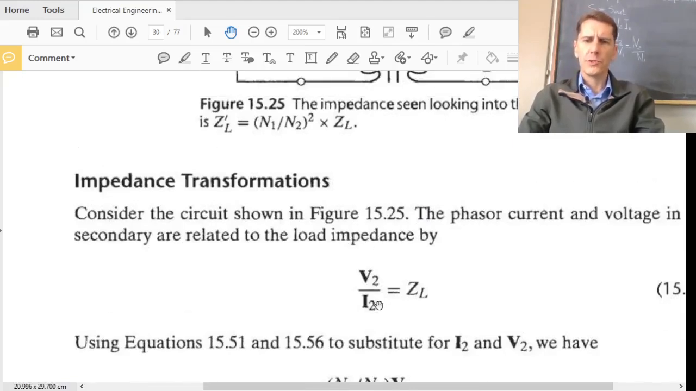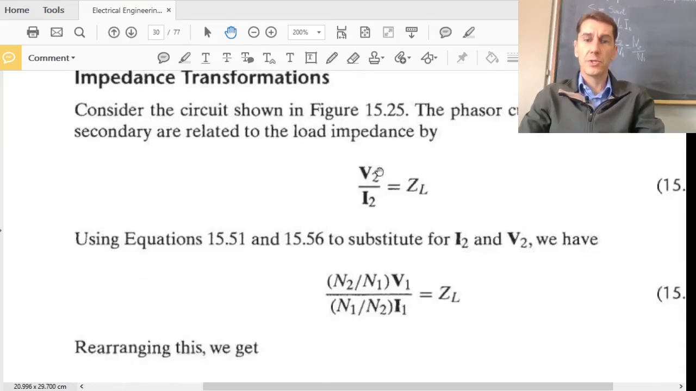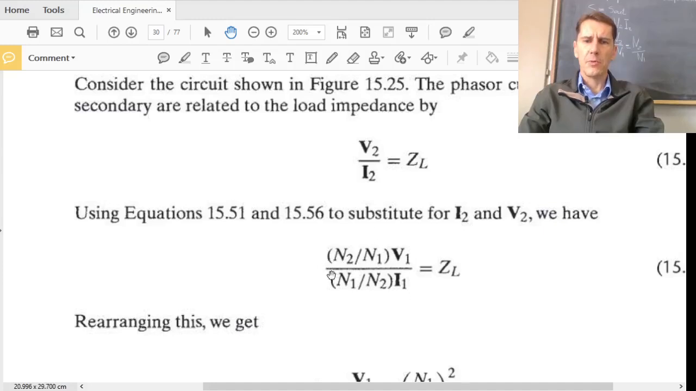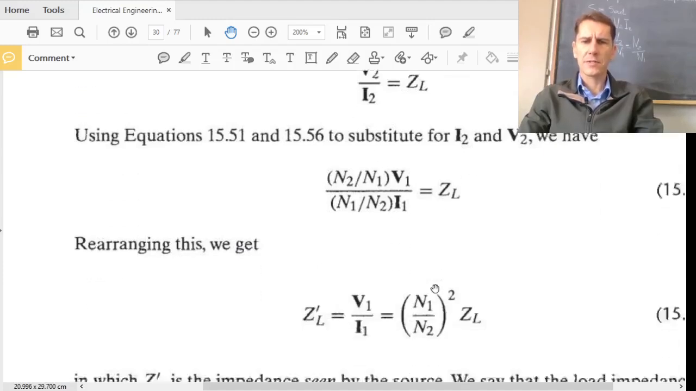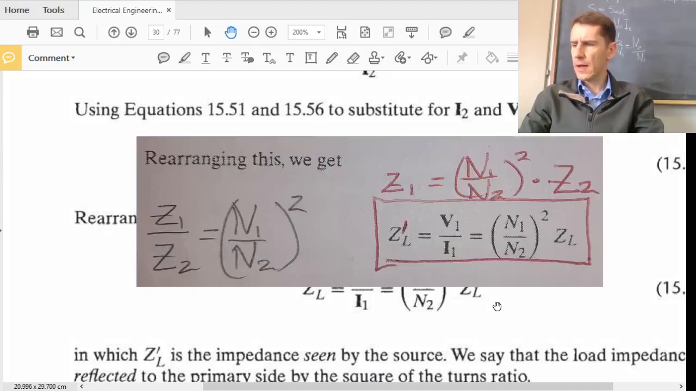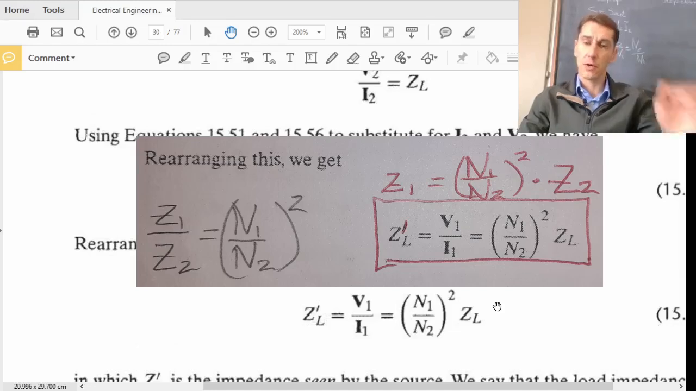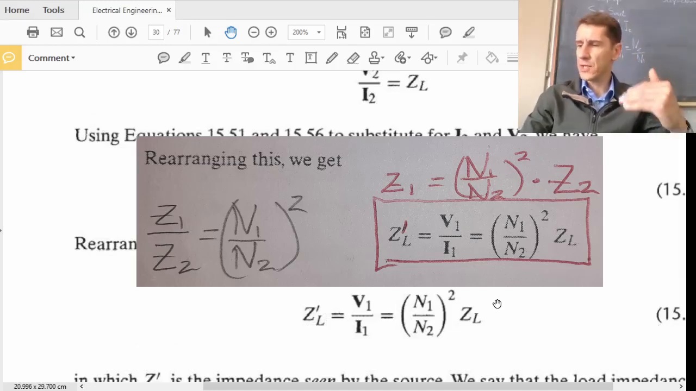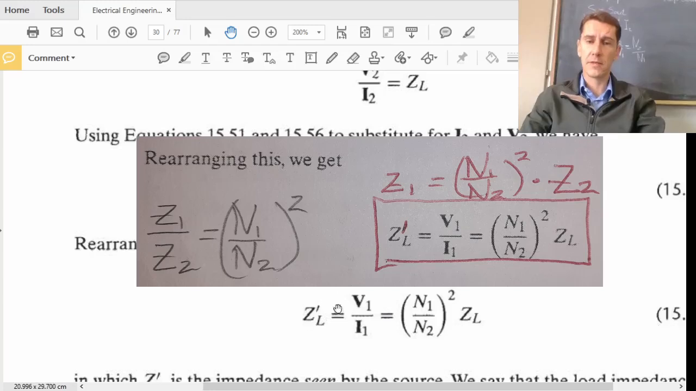We know Ohm's law, V2 over I2 is ZL. We substitute the V2 and the I2 with what we already know in terms of turns ratio, so it becomes V1 and I1. Then we take those ratios over to the other side, and voila, Z prime, or Z1, is now (N1 over N2) squared times ZL. On the screen, I've taken a picture that I'm showing you. There you can see that Z1 over Z2 equals (N1 over N2) squared, with Z1 meaning the Z prime and Z2 your load side.